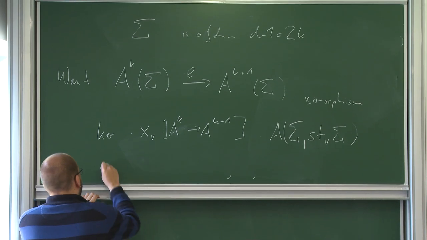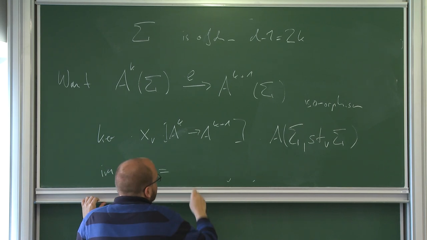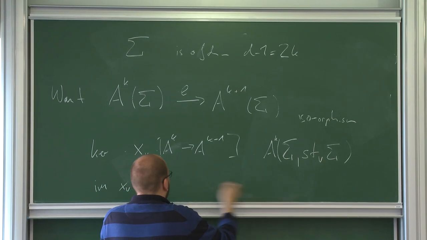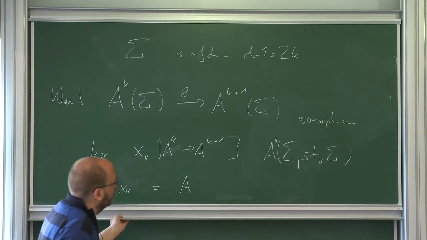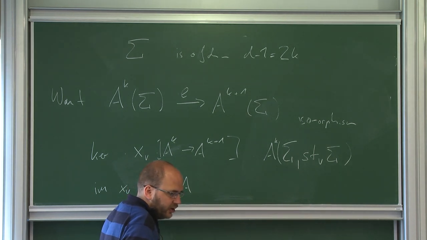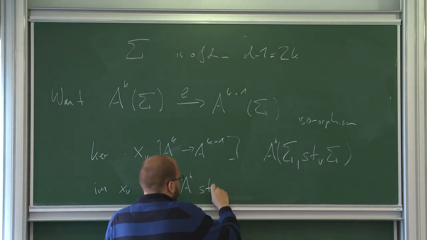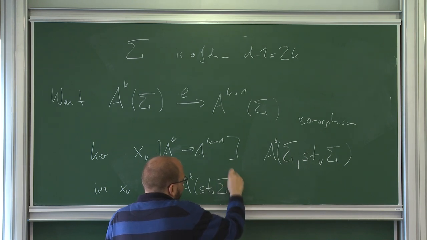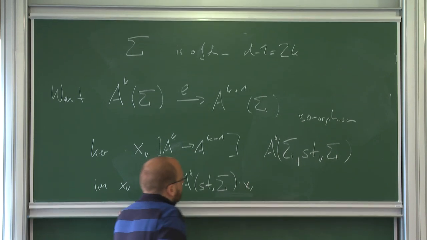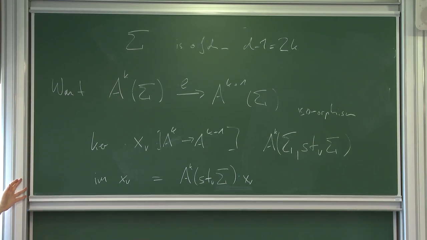Okay, and the image of xv. This is in degree k, of course, and the image, similarly, is just the pullback to the star. I pull back to the star of the vertex, and then I multiply, so I have A_k star of the vertex in sigma, but then I multiply this with xv. So I have at least somehow, I know what kernel and image are.